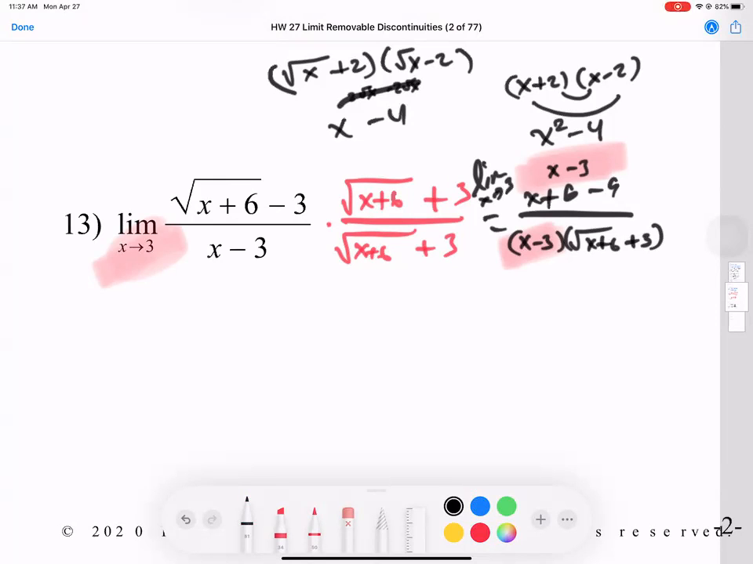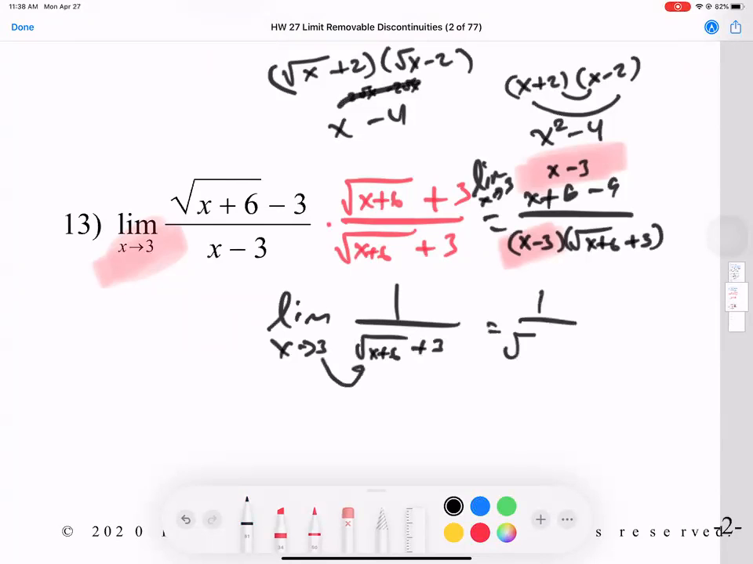So once we see that, we can divide those out. And we're left with the limit as x goes closer to 3 of 1 over the square root of x plus 6 plus 3. Now, since we got rid of our 0 over 0, plug in our new value 3. 1 over square root of 3 plus 6 plus 3, which is 1 over square root of 9 plus 3, because 3 plus 6 is 9. And that's really equal to 1 over 3 plus 3 equals 1 over 6.